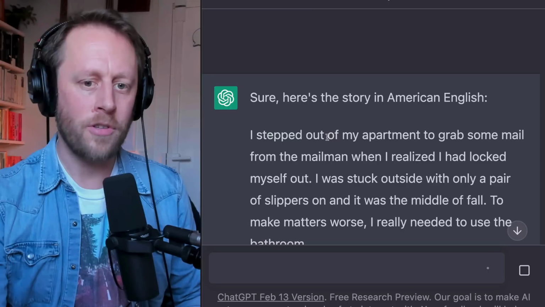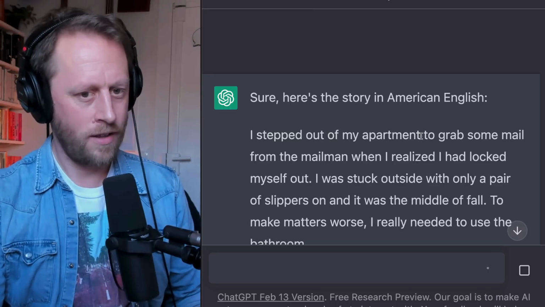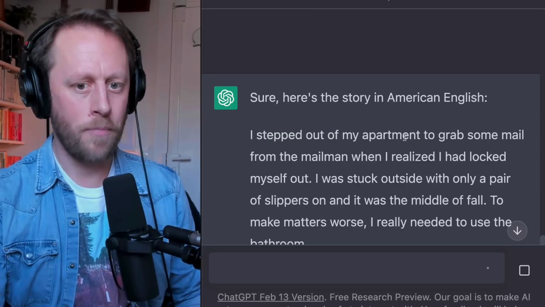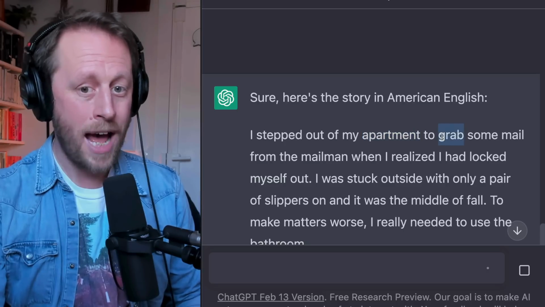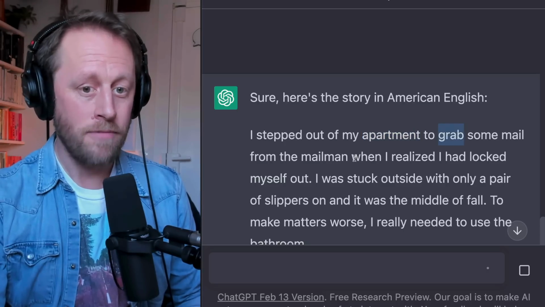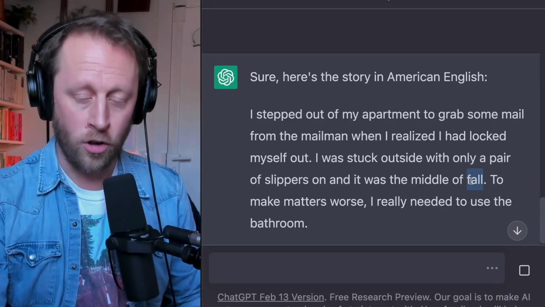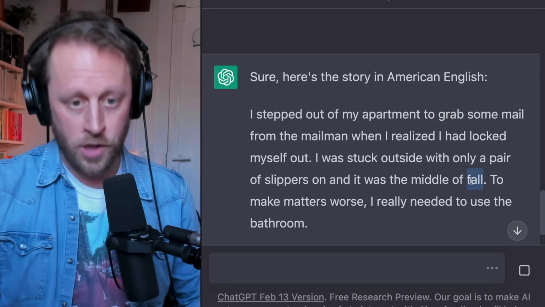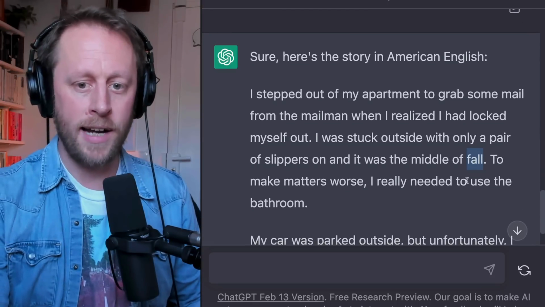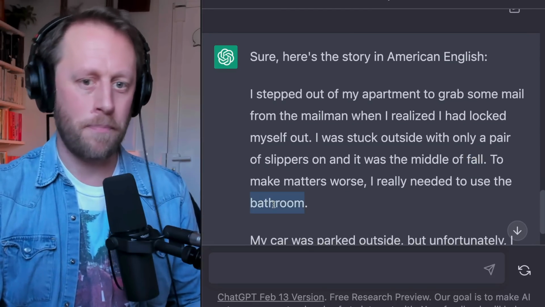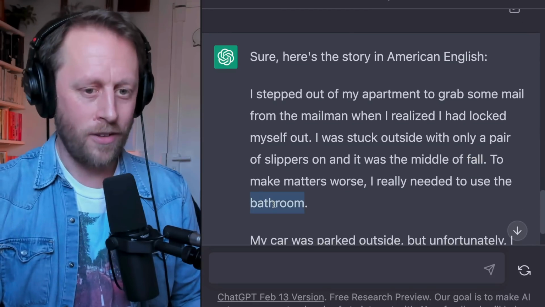I stepped out of my apartment, right? I stepped out, not popped out, of my apartment, not my flat, to grab some mail from the mailman. When I realised I'd locked myself out, I was stuck outside with only a pair of slippers on, and it was the middle of fall. So fall, not autumn. To make matters worse, I really needed to use the bathroom. The bathroom, not the toilet.